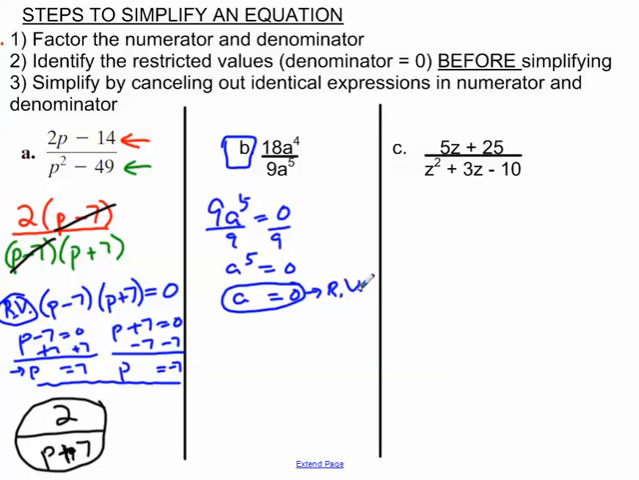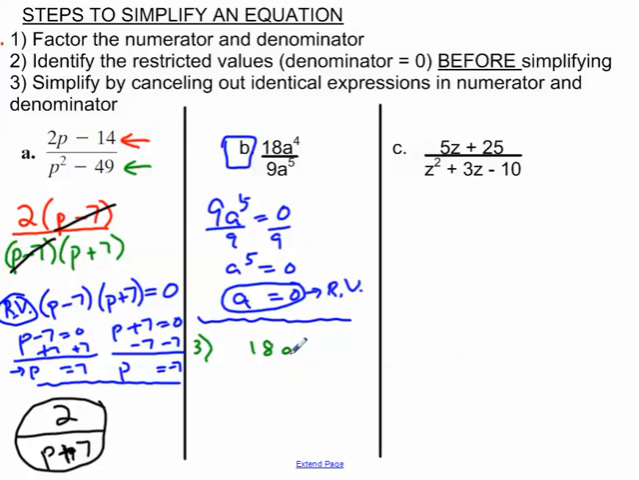We can't have a equals 0, because if a equals 0, then 0 to the 5th power is still 0. 9 times 0 is 0, and we're dividing by 0, and we have a problem. So that's our restricted value. We can't use a equals 0 in our original expression. So now let's simplify with step number 3.